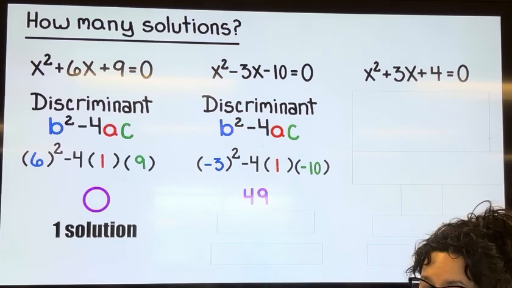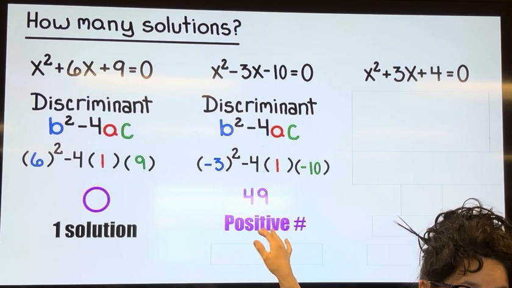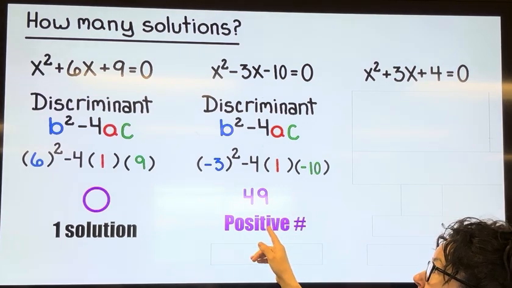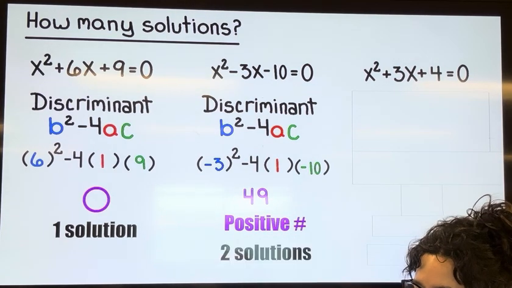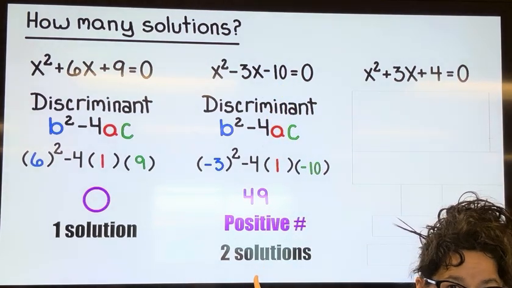This number is a positive number. I don't care what the actual number is, it's just positive. And if the answer to the discriminant is positive, it tells me that this equation has two answers.